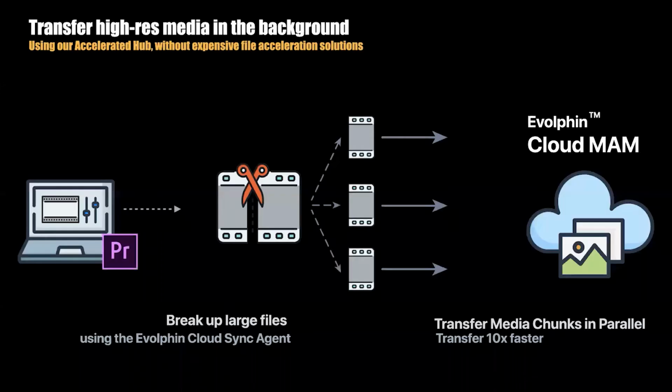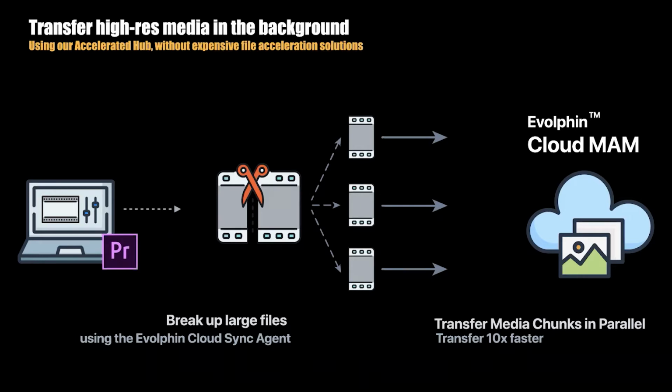Okay, moving on. So I've talked about the hub. This is the key to a lot of the high-res transfer workflows that we have. And this hub basically is designed as a background component that runs on your machine and will break up large media files in the background and transfer them in chunks to the cloud or wherever the endpoint is. No Aspera, no Signiant needed, unlike other solutions.